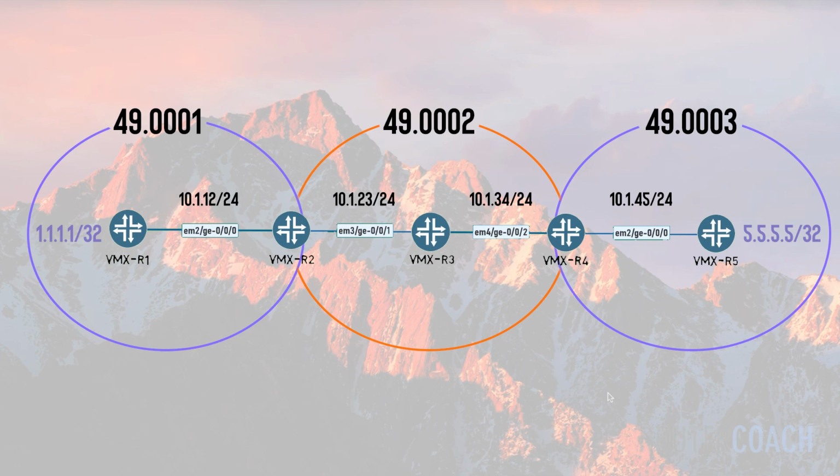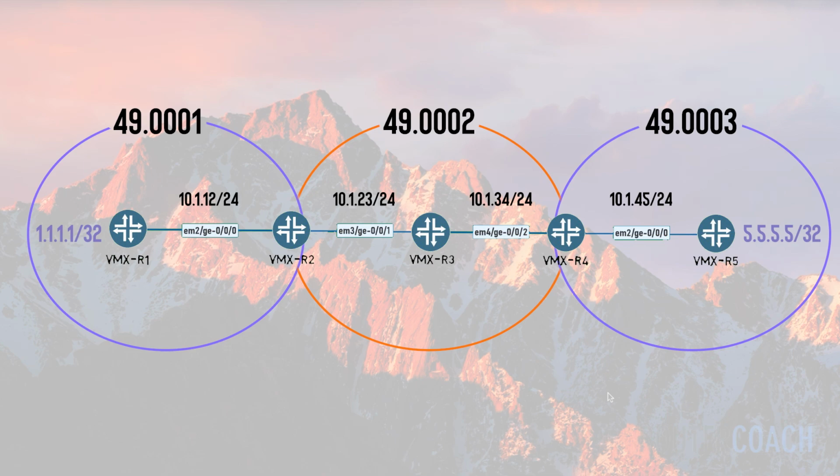R2 has a connection to R3 and R4, and these are in area 49.0002. And R4 has a connection to R5, which is in area 49.0003. R1 has a loopback address of 1.1.1.1/32, and R5 has a loopback address of 5.5.5.5/32. Now, we saw in the theory that as long as a Level 1/Level 2 intermediate system has a connection to a different area, it injects a default route into a Level 1 area so that any Level 1 intermediate system can get access.